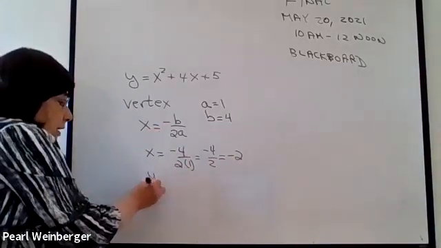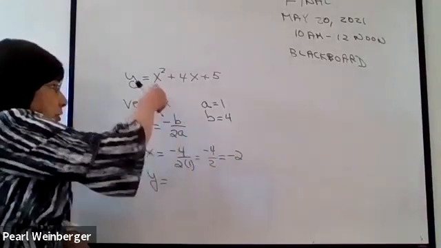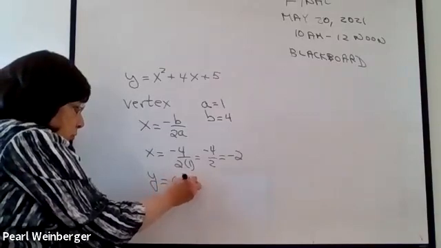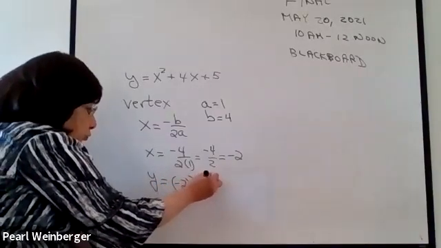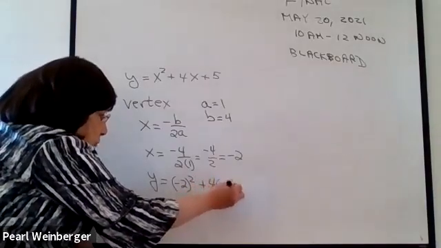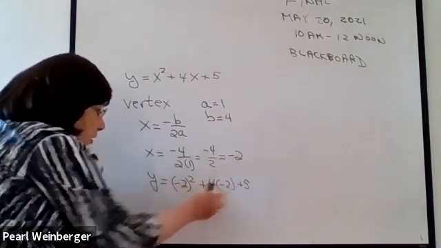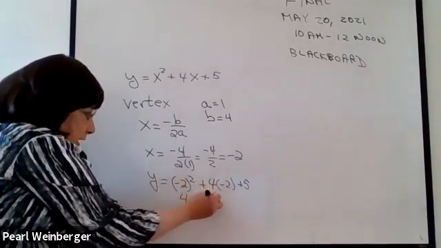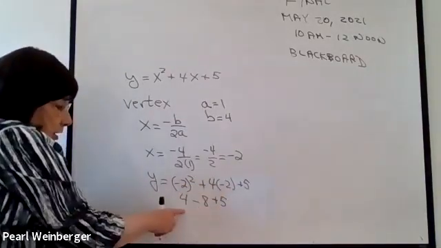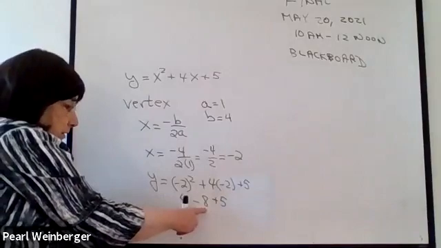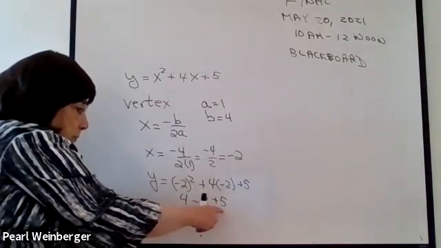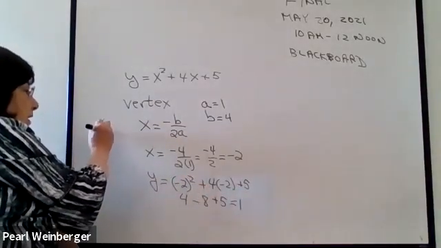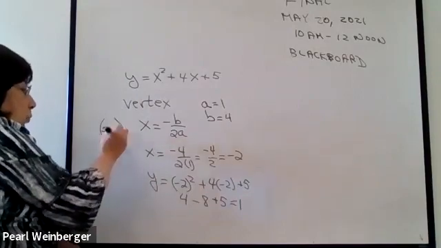To find the y, you take this number and you stick it into your equation. So instead of x, you're going to do negative 2 squared plus 4 times, here's my x, negative 2 again, plus 5. Now negative 2 squared is 4. 4 times negative 2 is negative 8, plus 5. Add this up. 4 minus 8 is negative 4. Negative 4 plus 5 is 1. So my vertex is the point negative 2, comma 1.